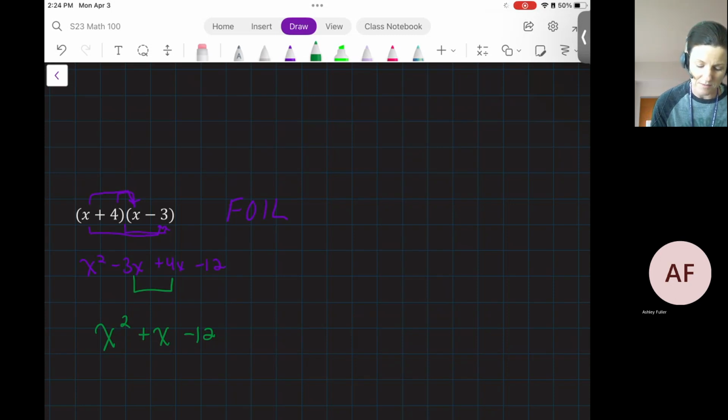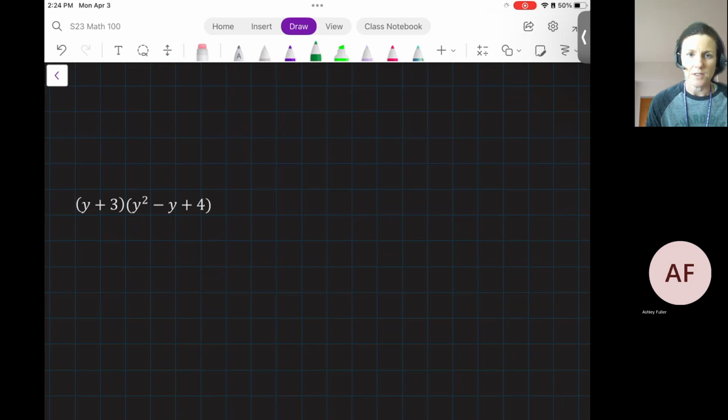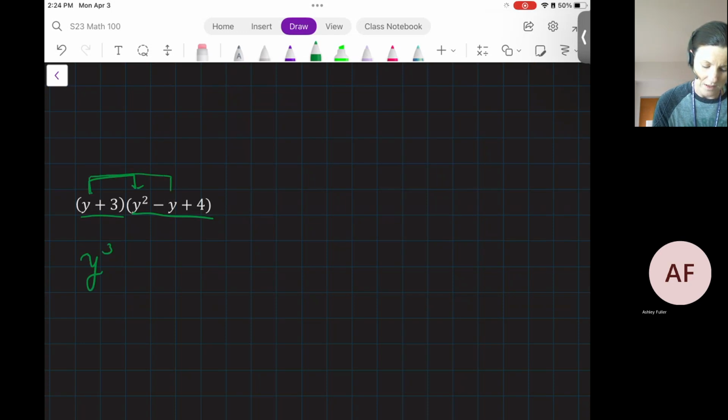If we applied the AC method and factored this, we would return to the x plus 4 times x minus 3. In our last example here, we have a trinomial times a binomial. So we have to perform the distributive property with both terms. I'm going to multiply here, which results in y cubed. Multiply these terms, which leaves me with negative y squared, and multiply these terms, which leaves me with plus 4y.